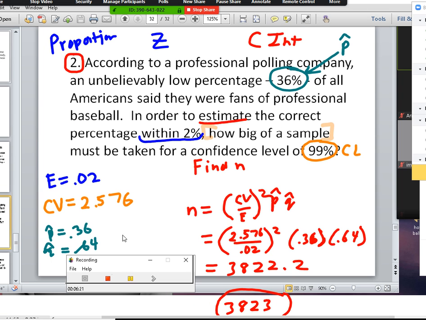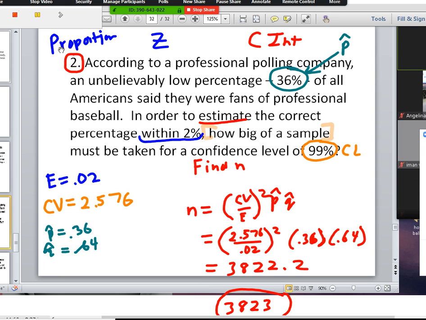Now, as you're coming back, you can take a look at the answers here, and you can see that it is a proportion, right? And so you use the z-table. It's a confidence interval, but it's a confidence interval with a question. So anytime you have a confidence interval with a question, it's going to be one of those find n problems. How big of a sample? So it's that find n, which means I have to give you the error. Within 2%, so my error is 2%, 0.02.